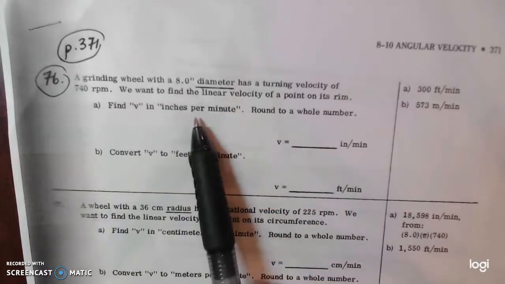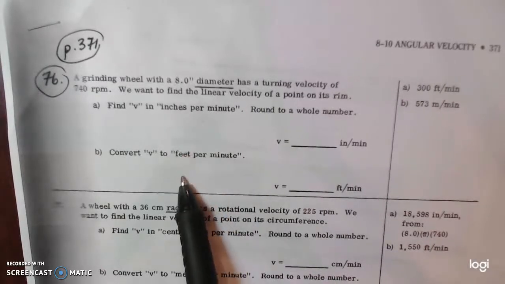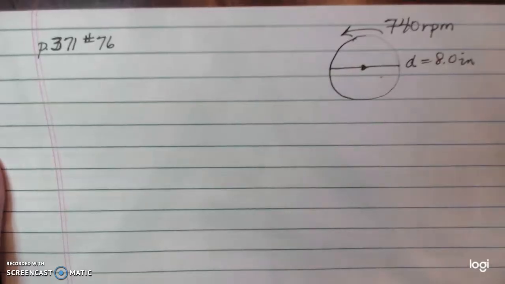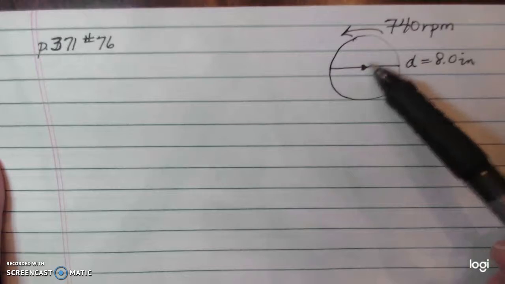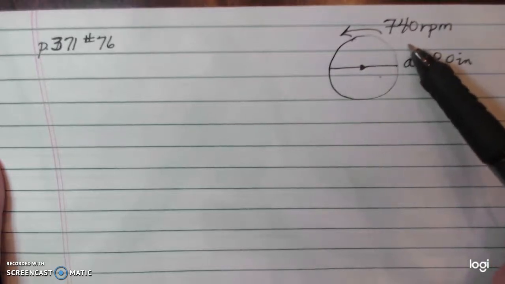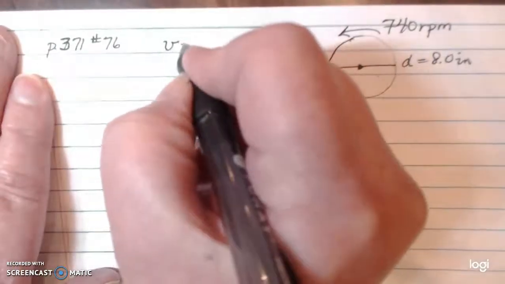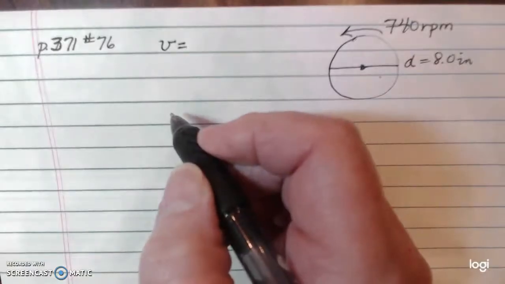And they are asking you to find it in inches per minute initially, and then to convert it to feet per minute. So this is a good solid practice problem taking you from rotational speed to linear velocity of a point on the rim. So diagramming this problem, I have my circle. I'm showing 740 revolutions per minute and my diameter is 8 inches. Again, my goal was velocity and it was asking for it first in terms of inches per minute.